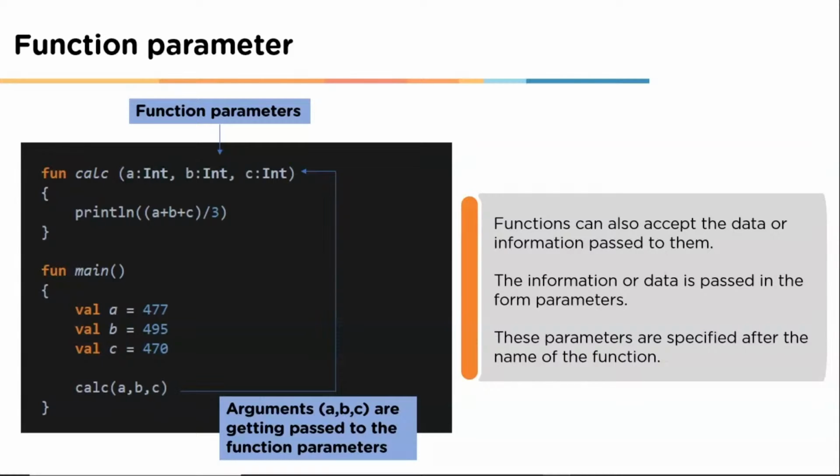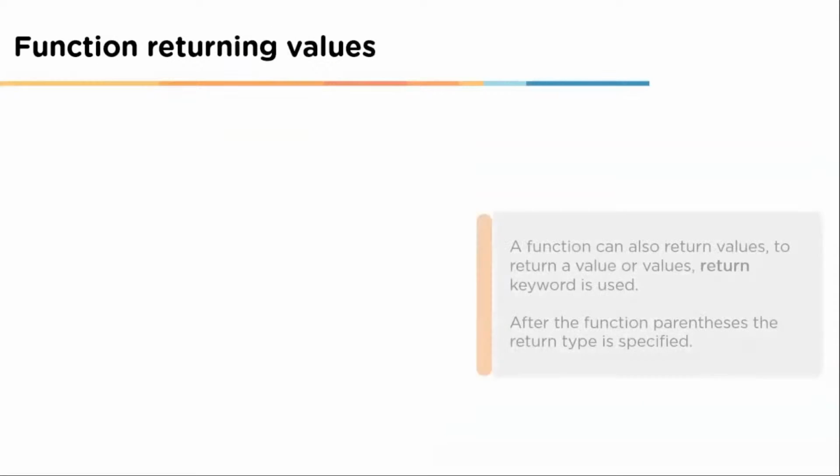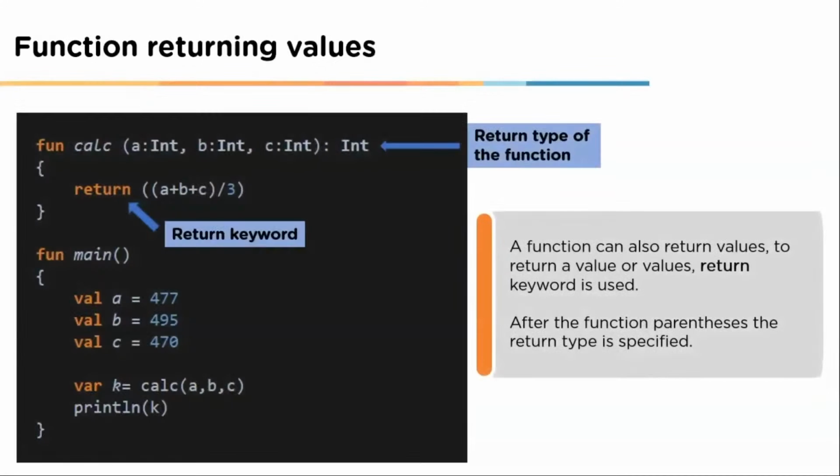So now let's understand the next topic, which is function returning values. Just like printing the values, functions can also return values. To return a value or values, a return keyword is used. Also, while returning a value, the return type of the function is also specified. As you can see in the example, int is the return type of the function and the return keyword is used to return values to the main function where they are getting printed.